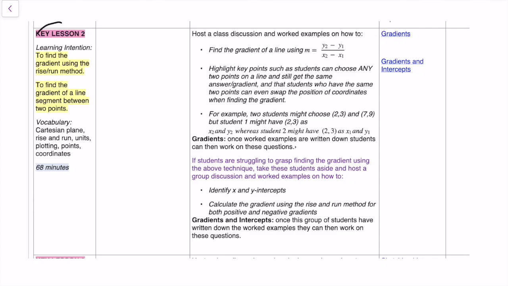Today, in Lesson 2, we are going to focus on this part. In fact, there are only two main points. First, find out the gradient of the line using this formula. Second, identify x and y intercepts.